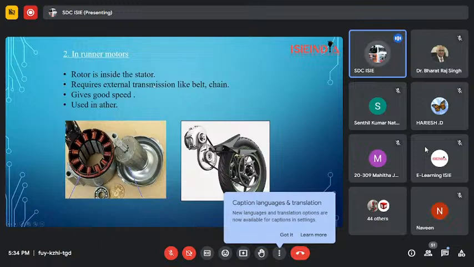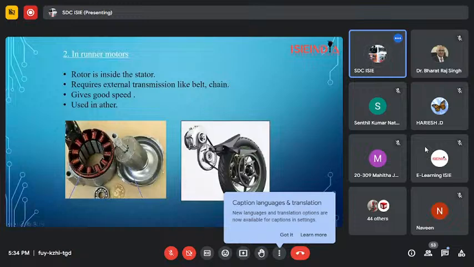The rotor is inside the stator. So in the inrunner motor, what's happening here? The rotor is inside the stator. As we can see here, this is our stator and this is our rotor.